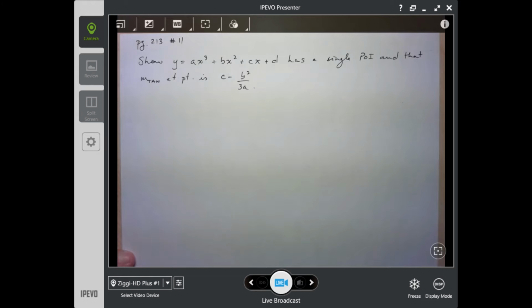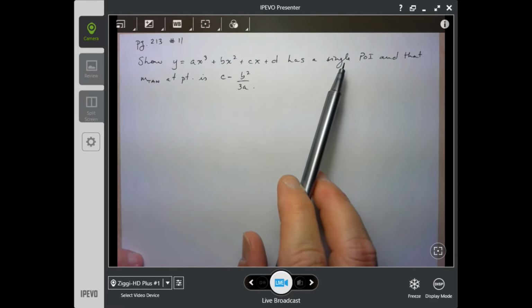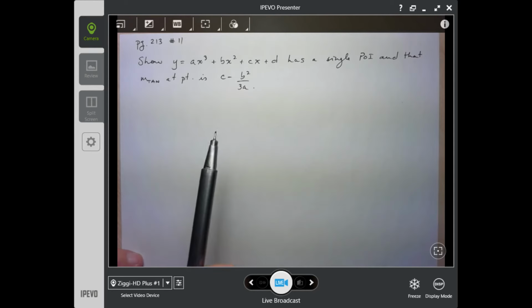Hi folks, we're going to take a look at number 11 from page 213, and what they want us to show is that a cubic function has a single point of inflection and that the slope of the tangent at that point is given by this expression here.